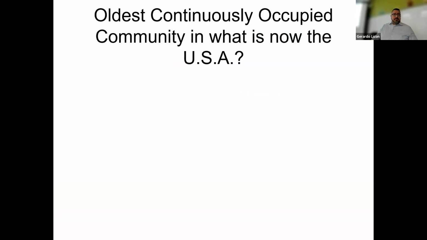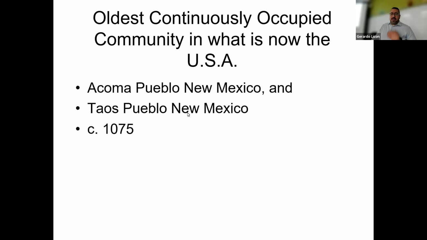This is something we've also touched on before, but it connects to the idea of urbanization, and it gets brought up in this chapter. What's the oldest continuously occupied community in what is now the United States? It has to do with the Anasazi and their descendants: the Acoma Pueblo and Taos Pueblo, New Mexico. These are communities that have been continuously inhabited for almost 1,000 years. It's also a reminder that Native Americans had communities that were continuously occupied prior to the arrival of Europeans.